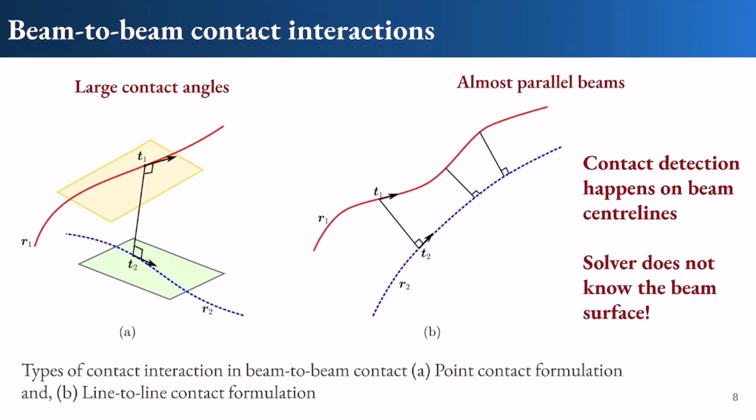When I say a line or point, the contact detection is actually happening on the beam center lines. So the solver does not really know the beam surface. It's always detecting the points on the center lines.